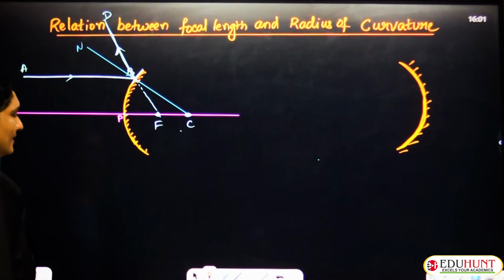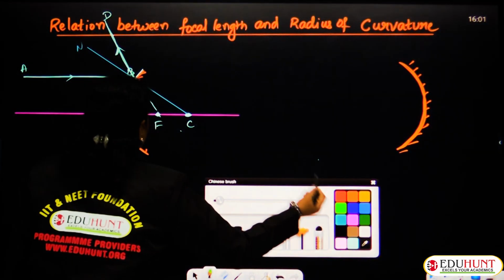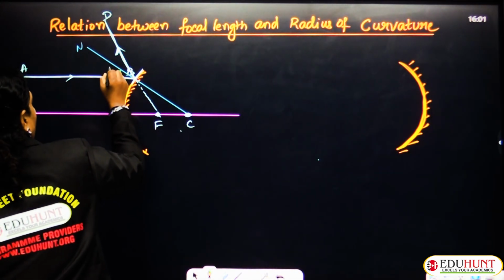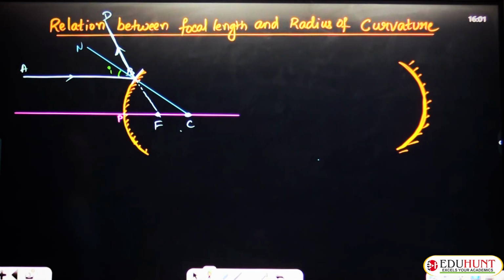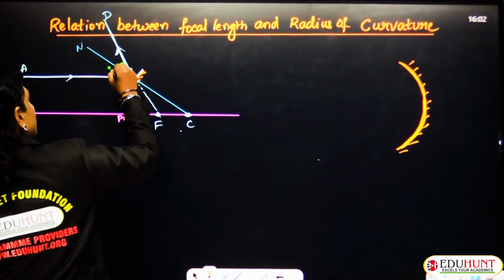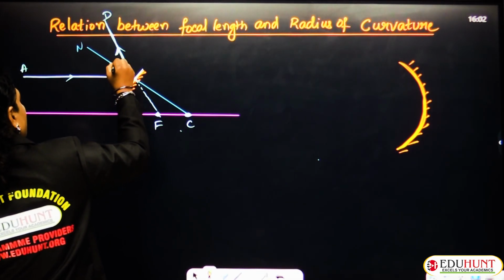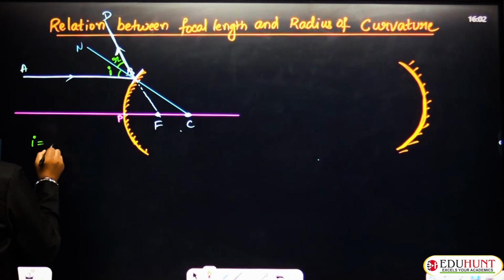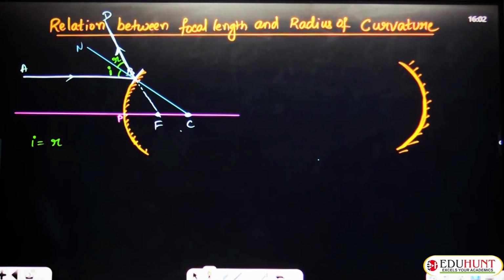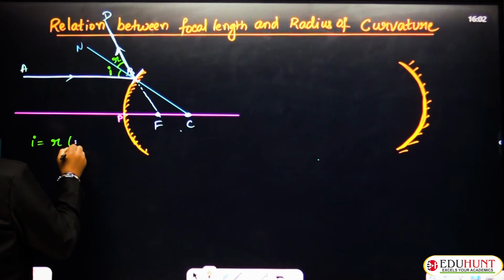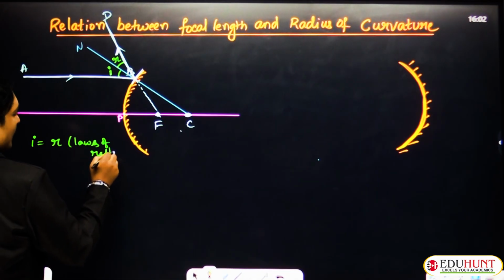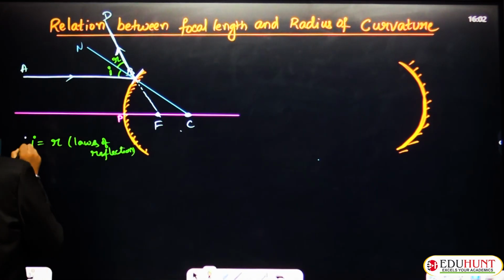Now from the figure, it is clear that the angle between the incident ray and the normal is called the angle of incidence, and the angle between the normal and the reflected light ray is called the angle of reflection. From the laws of reflection, we know that angle I is always equal to angle R.